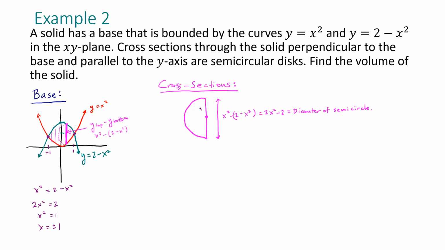should get the radius. So the radius would be our diameter divided by 2. So we'll do 2x squared minus 2 divided by 2, and our radius here would just be x squared minus 1. That gives us the radius of our disk. And so then from there, we get the area of our cross section.